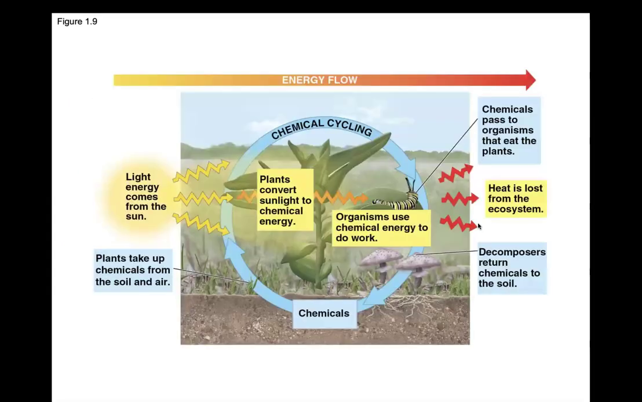So here we have light energy comes from the sun. Plants convert sunlight into chemical energy. Organisms will use chemical energy to do work. And then it sort of will all get recycled back, and the cycle just continues. And we hope that we maintain a balance between the consumers and the producers and don't have one side overtaking the other side.